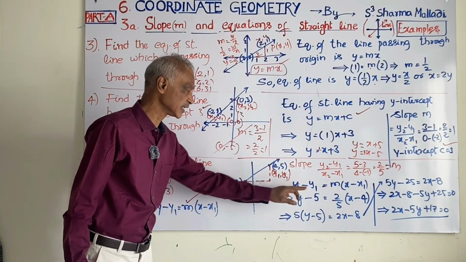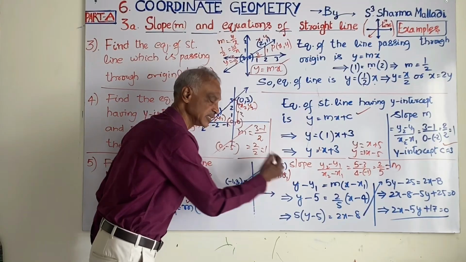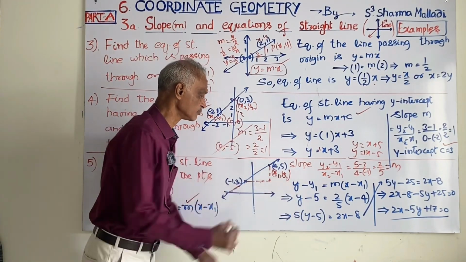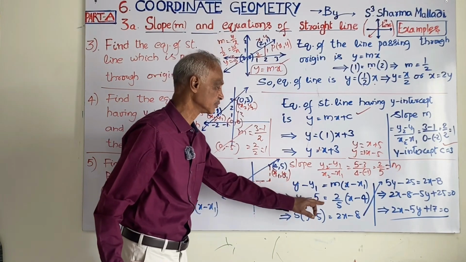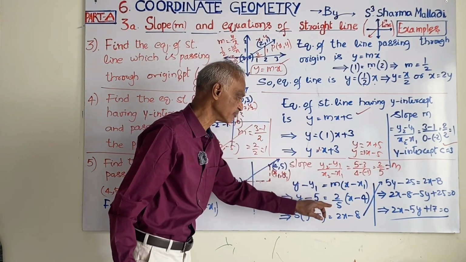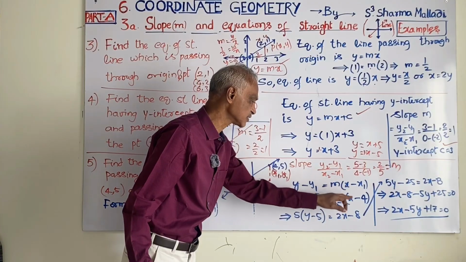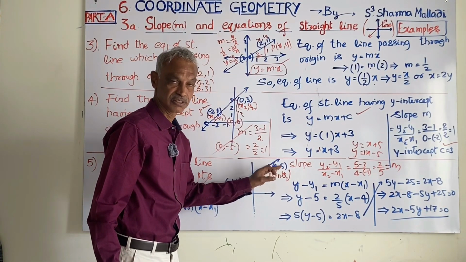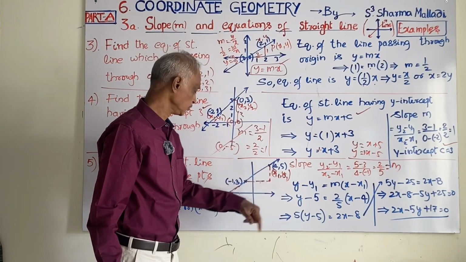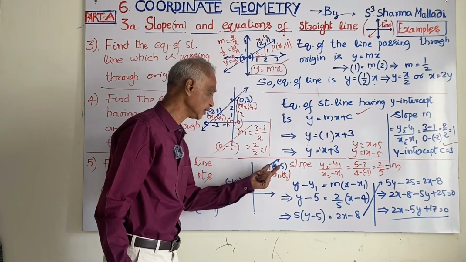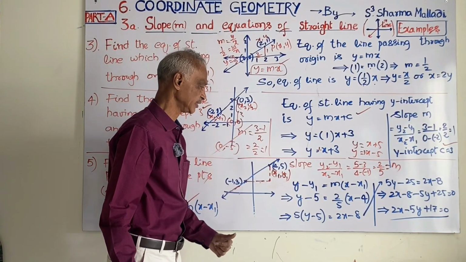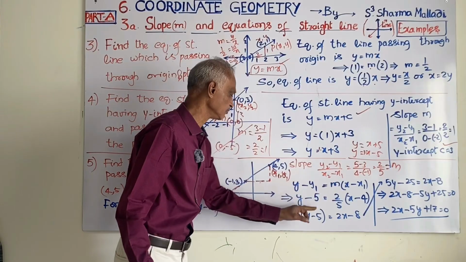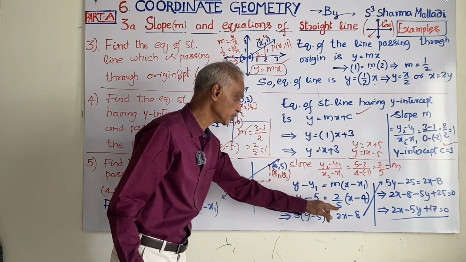Now, what is x1, y1? You can take x1, y1 as this or this. Y minus y1. What is y1 here? 5, I have taken. Is equal to the slope of the line, 2 by 5, into x minus x1. I have taken 4, 5 as x1, y1. You can take the other one also, but I have taken this point. What is x1 here? 4. What is y1 here? 5.